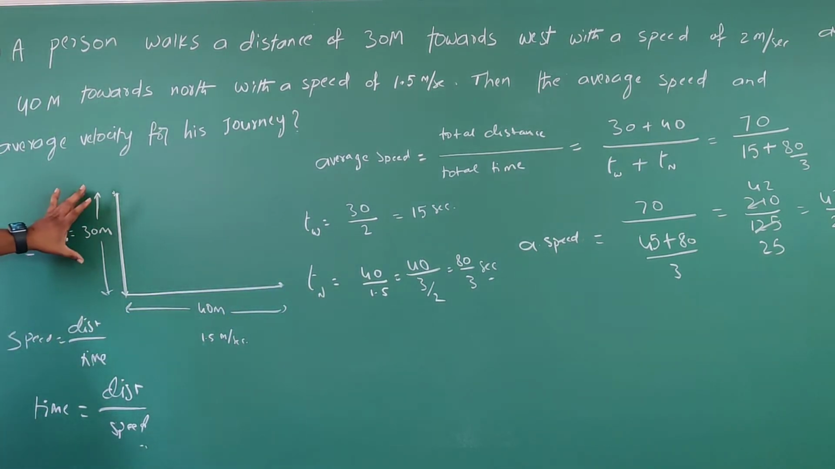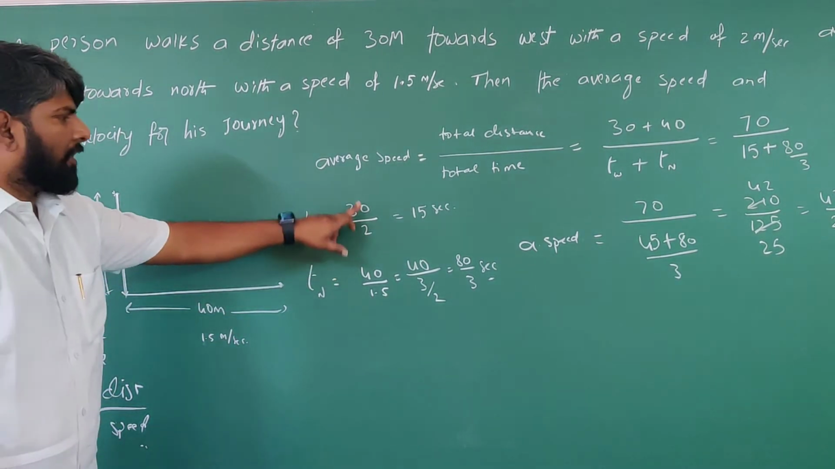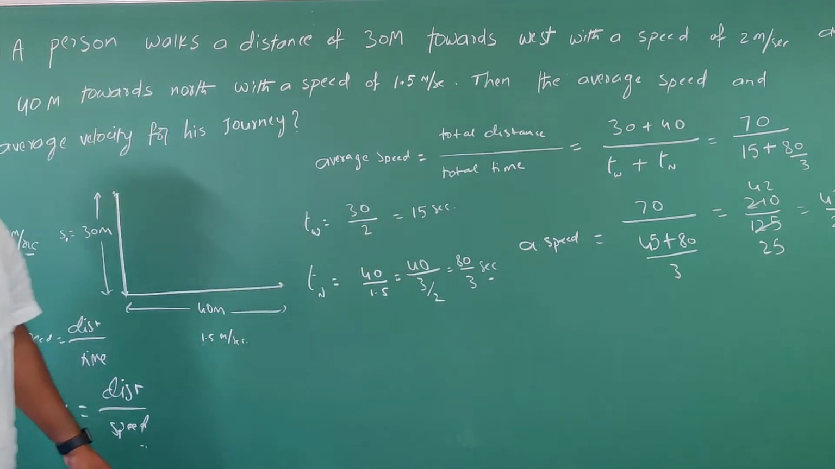So observe here, time taken to complete 30 meters west equals distance by speed, because we know that speed equals distance by time. Automatically, time equals distance by speed. So what is the distance along west? 30, with what speed? 2 meters per second. 30 by 2, that means time is 15 seconds.